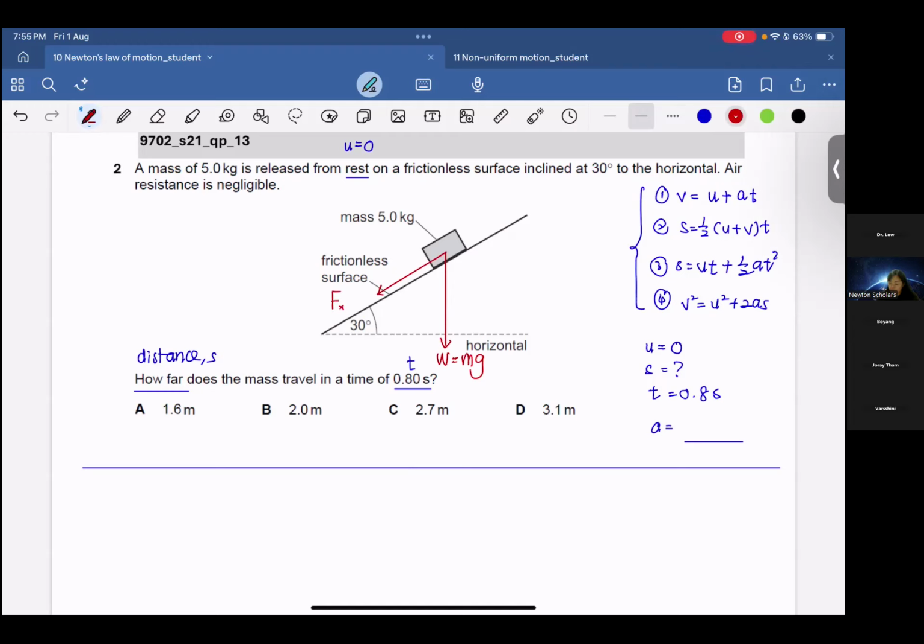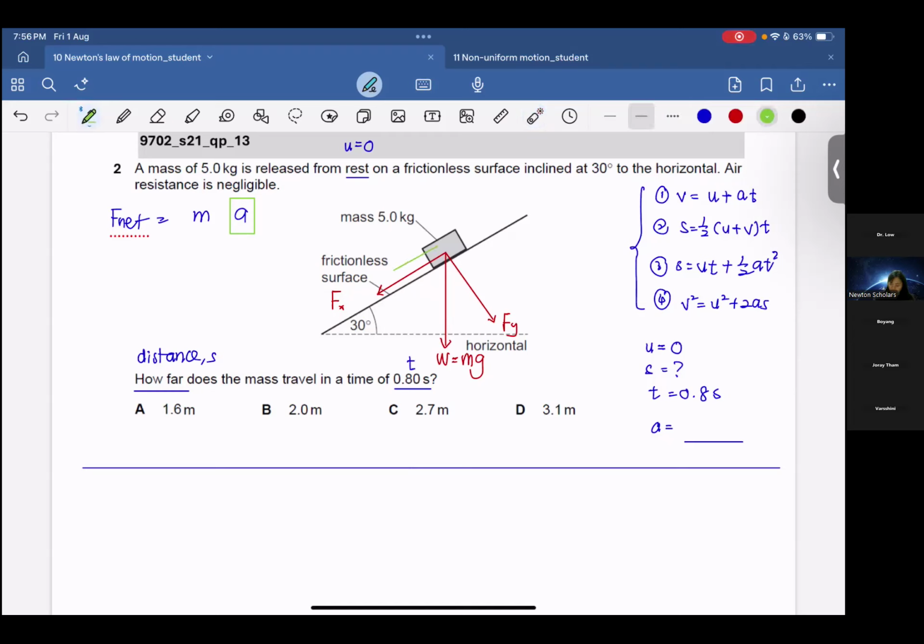We can resolve these 2 forces. Resolve the weight into 2 forces. Resolve means split into 2 forces. Because I want to find F net equals to MA. Our task right now is trying to find out your A. So we have to find out the force which is the same direction as your acceleration. So I cannot use the mg.